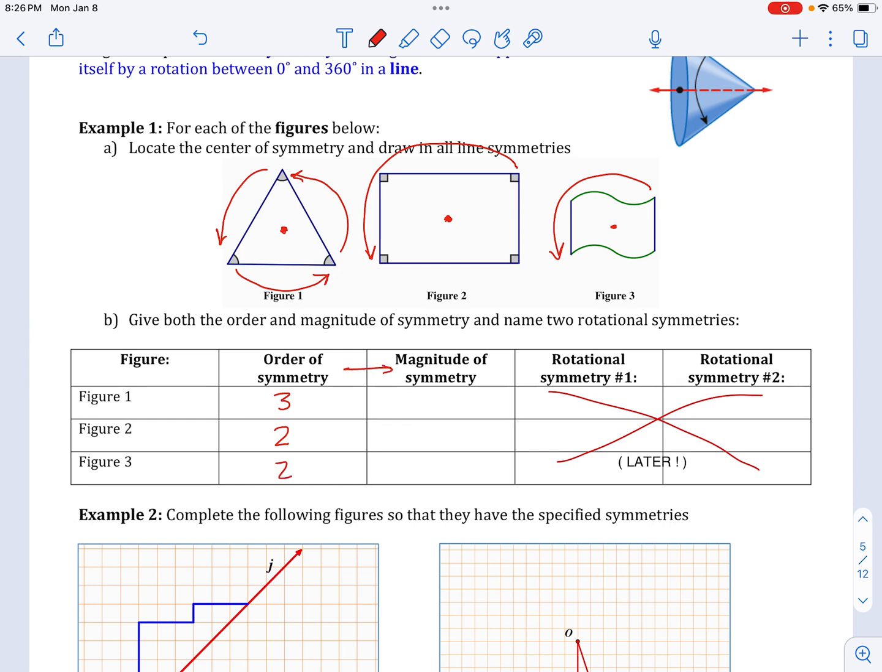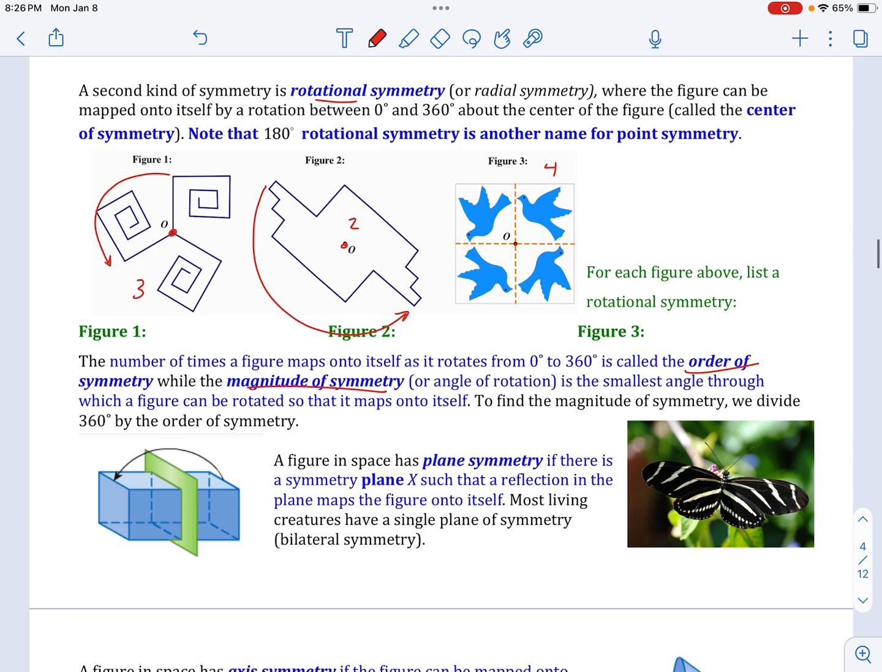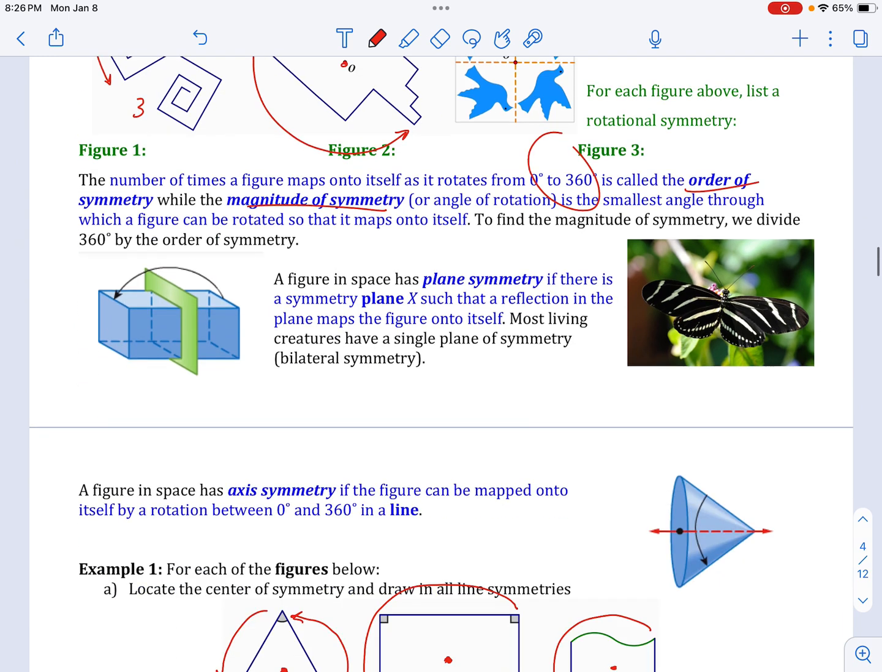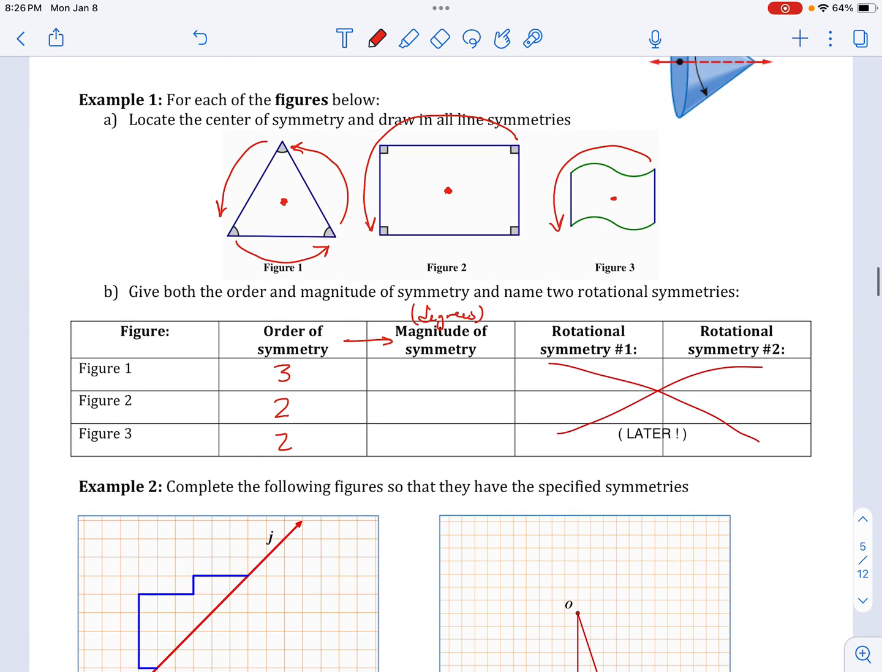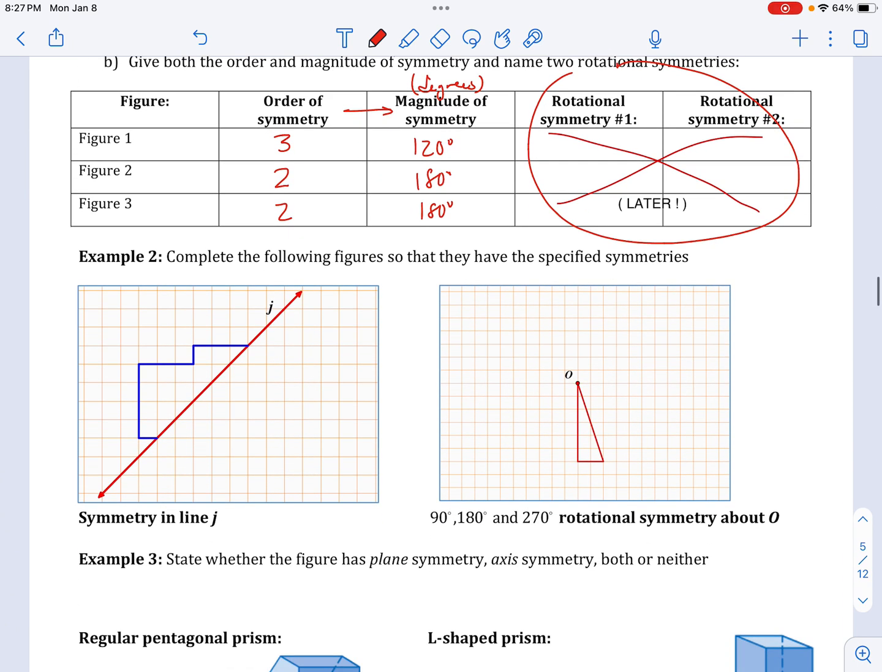To convert from order to magnitude, magnitude is about degrees. For degrees, all you do is take 360, it talks about that here, and divide it by that number. In other words, to get this point to rotate all the way to this point, we have to rotate 120 degrees. And these other ones would have to be 180. And that's all there is to that. We'll do the notation for symmetry next time, so don't worry about that now.